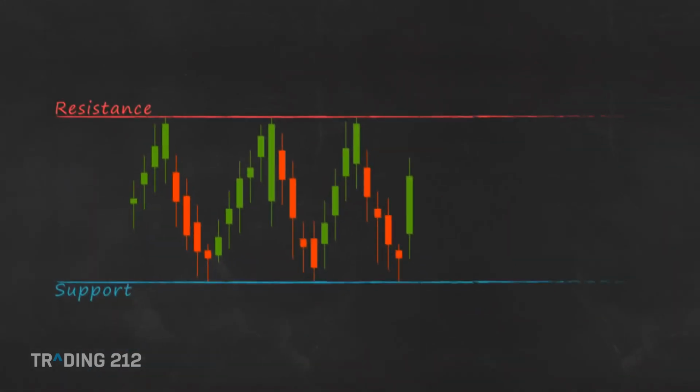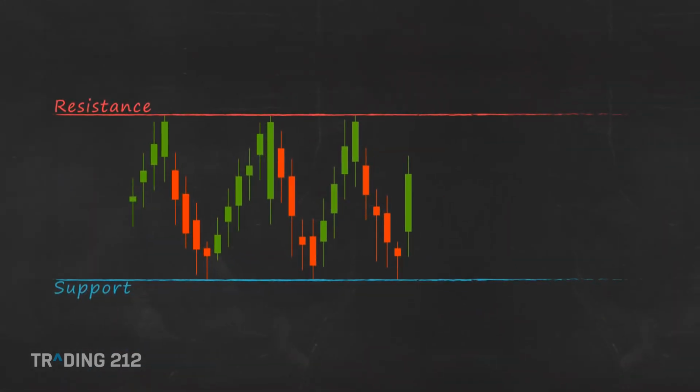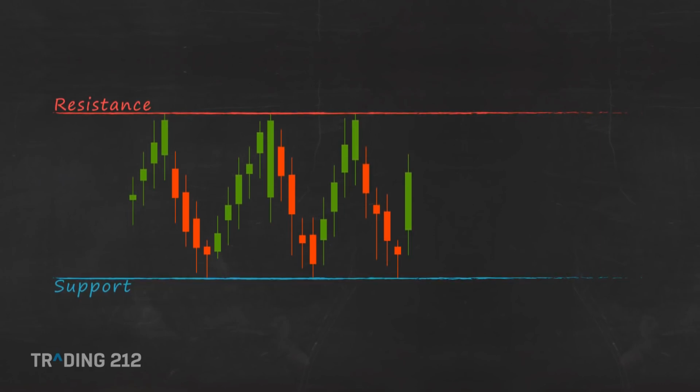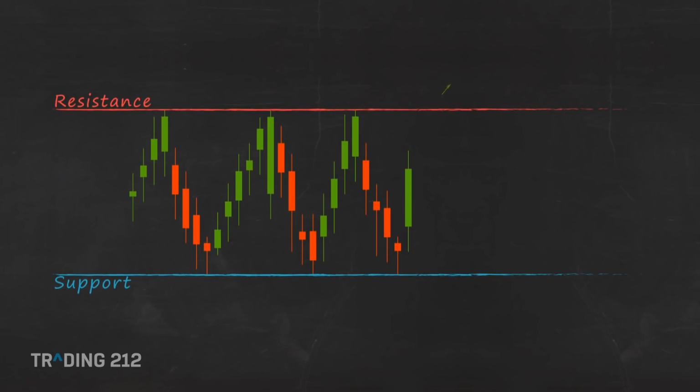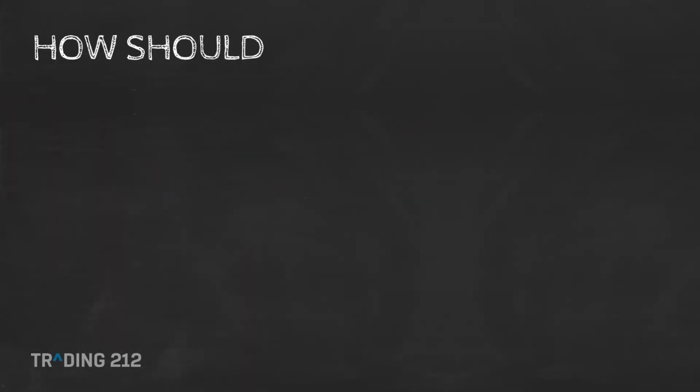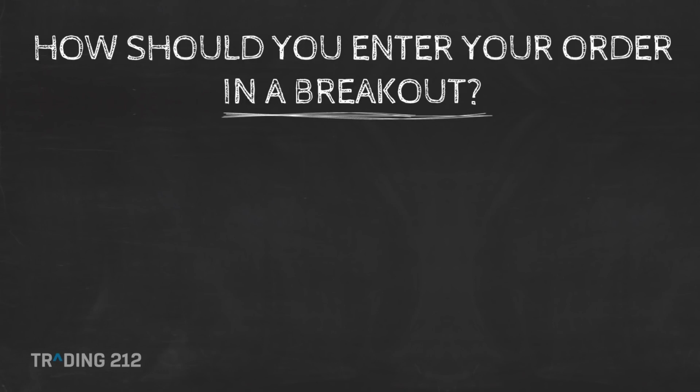However, a trading range created by both a support and resistance level is more beneficial as you can take advantage of the breakout in either direction, so either above or below the current range. That said, how should you enter your order in a breakout? We will assume that you expect the breakout to be above the current range.